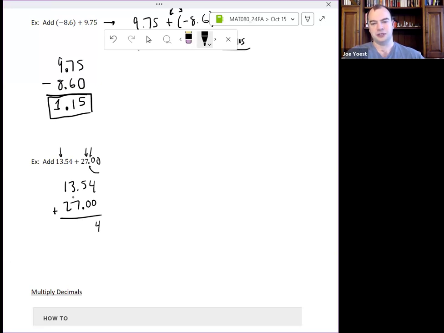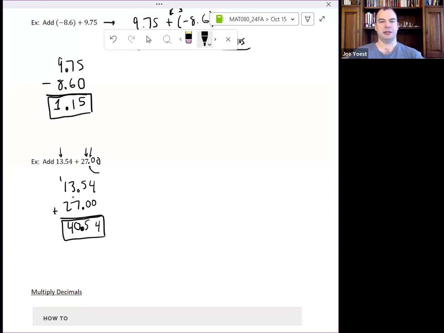4 plus 0 is 4. 5 plus 0 is 5. We ran into the decimal point. My decimal points are a little wonky here, but there's our decimal point. 7 plus 3 is 10. I write the 0, carry the 1. 2 plus 1 plus 1 is 4. That's 40.54.